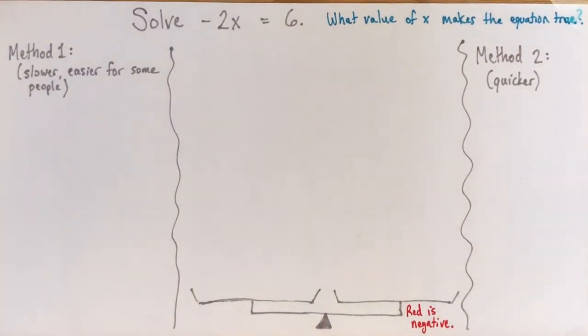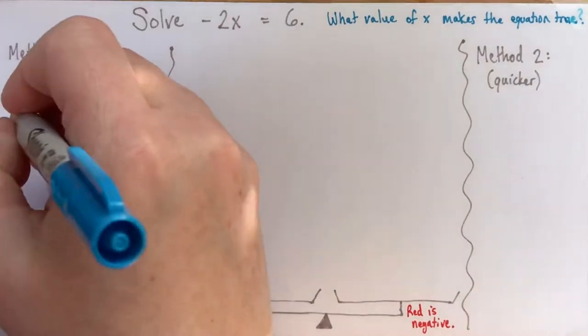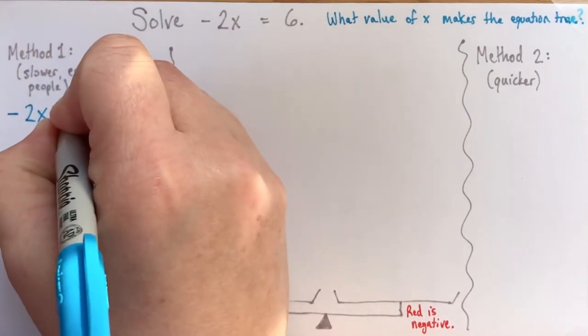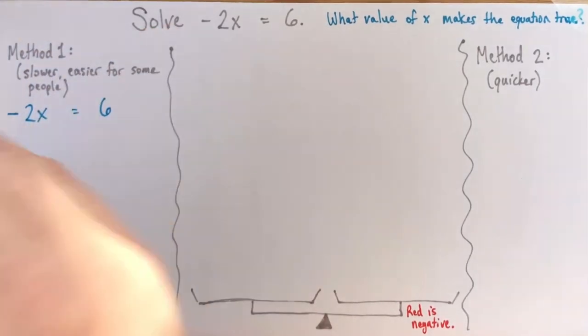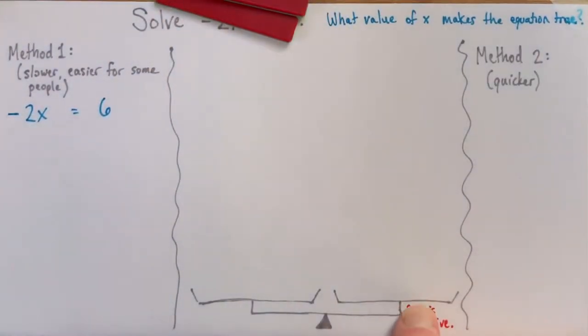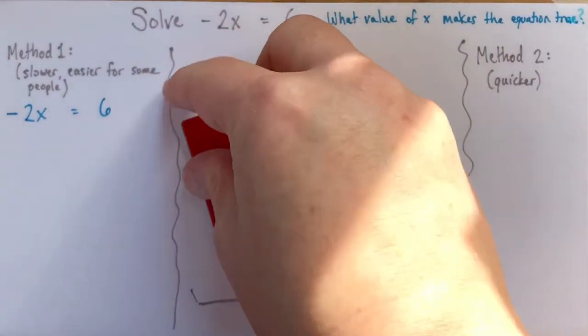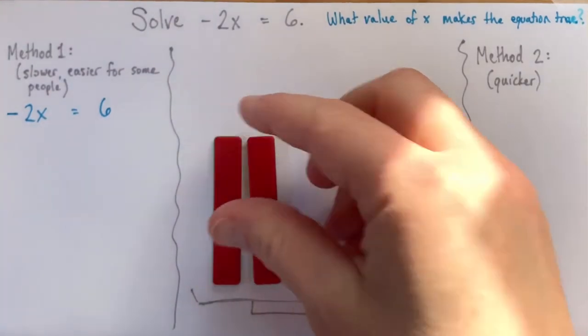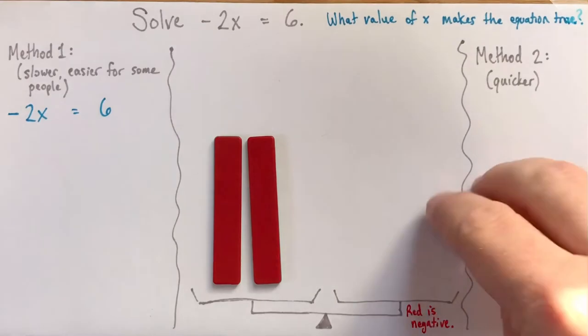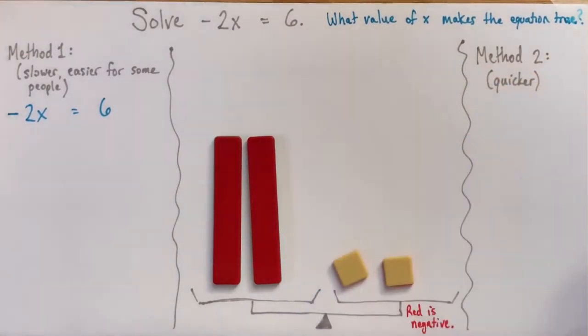So let's start off. We might need to just remind ourselves of that. We start off with our written algebra over here, negative 2x equals 6. And then we'll do the same thing and show it with algebra tiles here. In my key, the red is negative, and the other colors are positive. So negative 2x is two red variable tiles, and it's the same as 6. So on the other side of my little balance here, I'll put 6 positives.